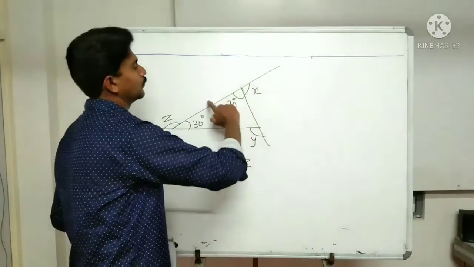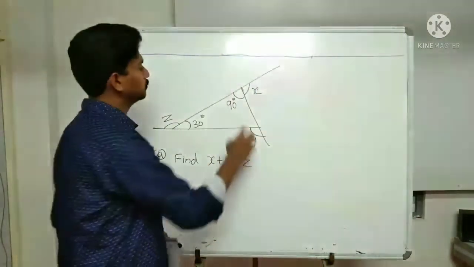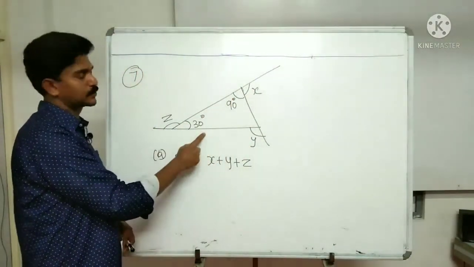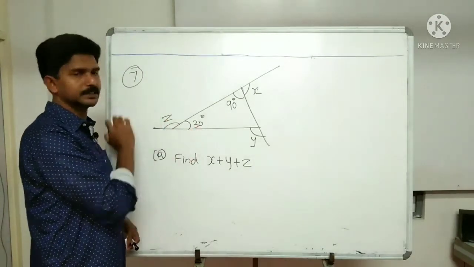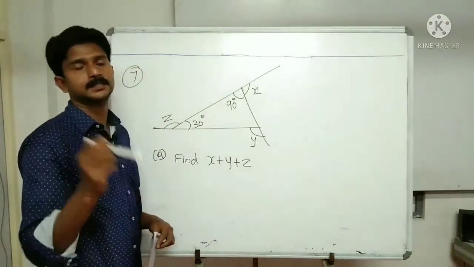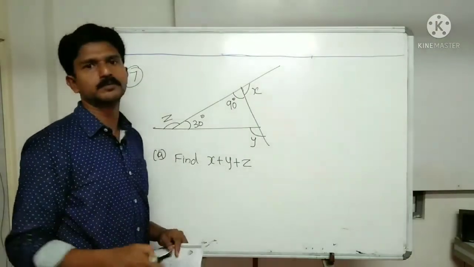Because this straight line angle is 180 degrees, minus 90 we get x. Here also a straight line, so 180 minus 30 we get z. How do you get y? Here is the real problem, isn't it?